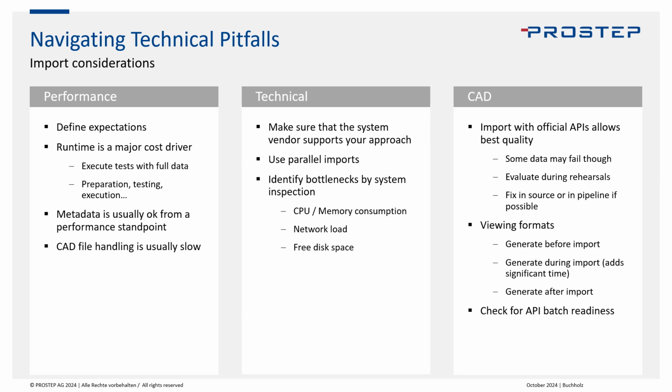Last but not least, the section CAD. So again, when you're importing CAD, go through the official APIs. That's the best thing that you can do. There can be CAD data that cannot be imported through those APIs, and they will fail. So evaluate that and fix the CAD data either in the source system or in the pipeline. For viewing formats, generate those before the actual import, or generate them after the import, but try not to generate those during the import, because this generation takes a lot of time, right?